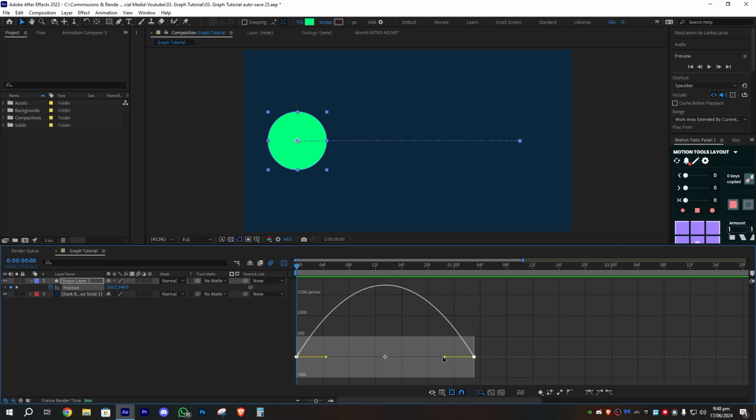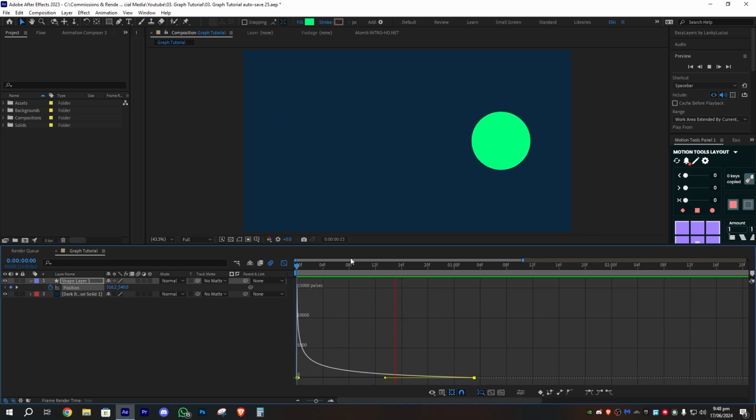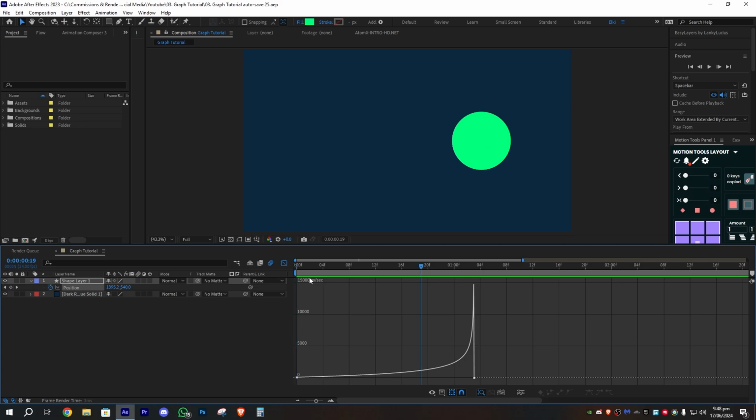If I were to do this the other way around, it will be the fastest in the beginning and the slowest towards the end. Let's play it. As you can see, it starts off like a bullet and then slows down. Let's say my object was placed around here, that will be an out animation, right?